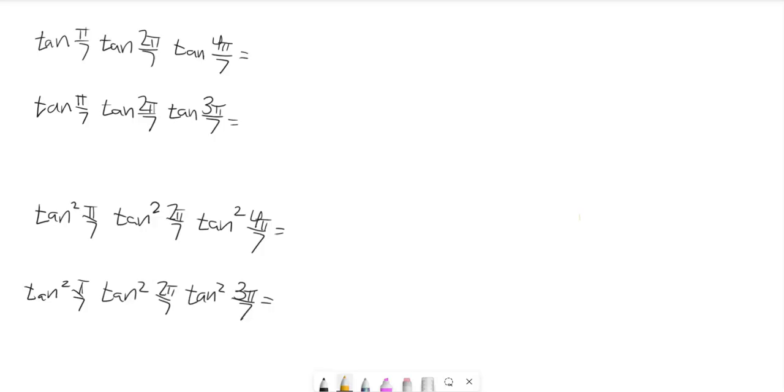We're going to do some more calculations with the different trig ratios for pi over 7, 2 pi over 7, and 4 pi over 7. Remember that the heptagonal triangle has those angle measurements, and that side A is opposite pi over 7, side B is opposite 2 pi over 7, and side C is opposite 4 pi over 7. Now, as you can see, we also have 3 pi over 7 on the screen.